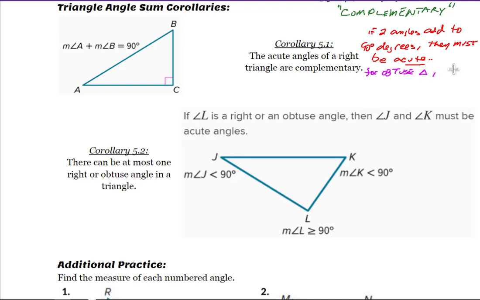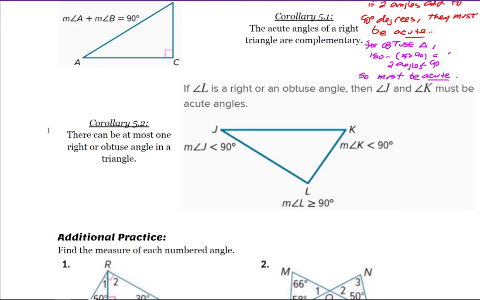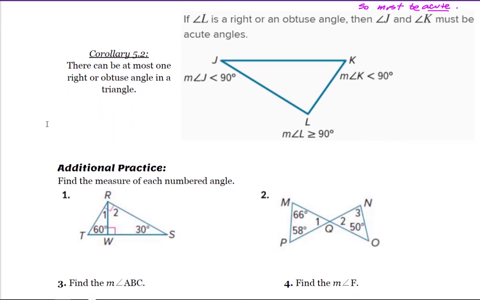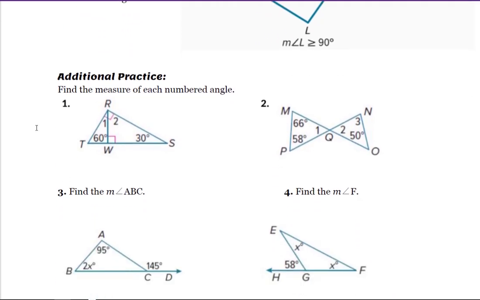So if two angles add to 90 degrees, they have to be acute angles, which makes them complementary. And if you have the obtuse angle, then as we do the math on it, 180 take away some angle bigger than 90 leaves two angles that are less than 90. So they have to also be acute. But basically it just means that you can only have one obtuse or one right angle in a triangle.